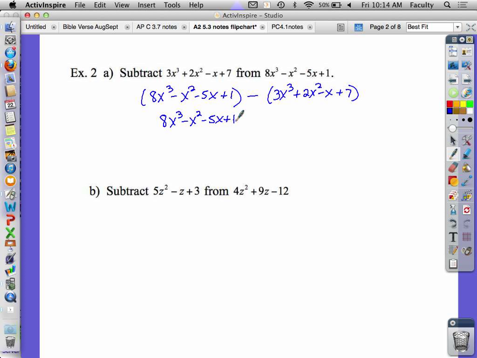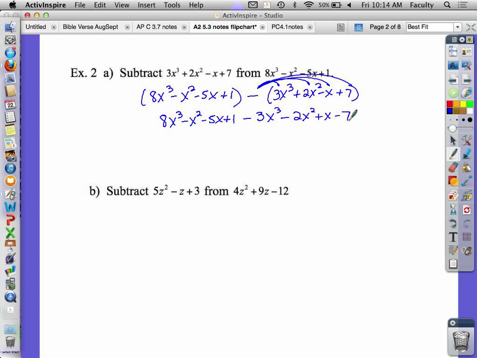However, my second set of parentheses is essential. Because if I remove them right now and just copy it as I see it, that would be wrong. I need to distribute the subtraction sign. So this actually becomes minus 3x cubed minus 2x squared plus x minus 7, like that.